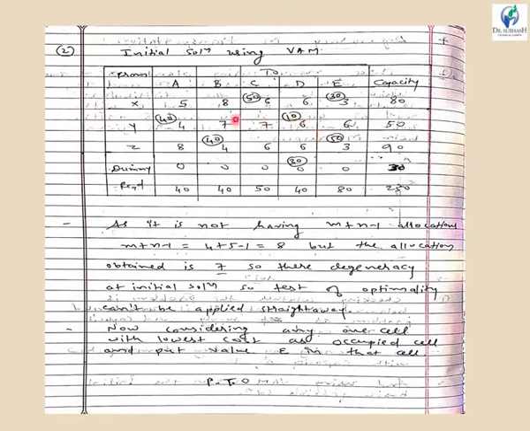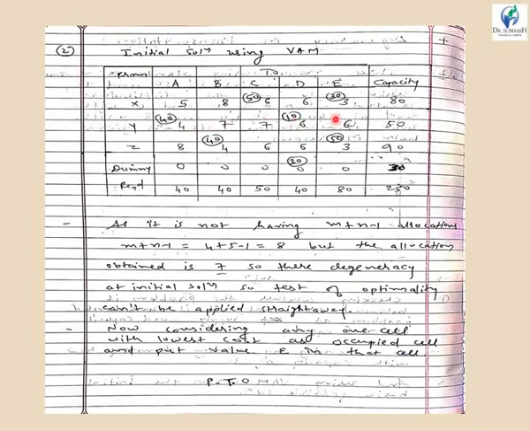Now you can see the total number of allocations: 1, 2, 3, 4, 5, 6 and 7. We have got 7 allocations. Here it is an allocation of 50 and 30, so it satisfies the capacity, that is 80.